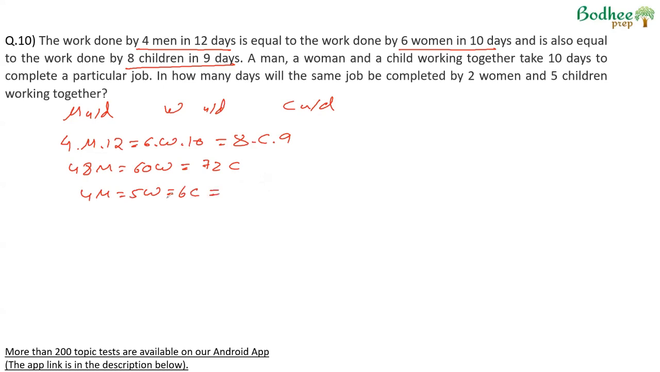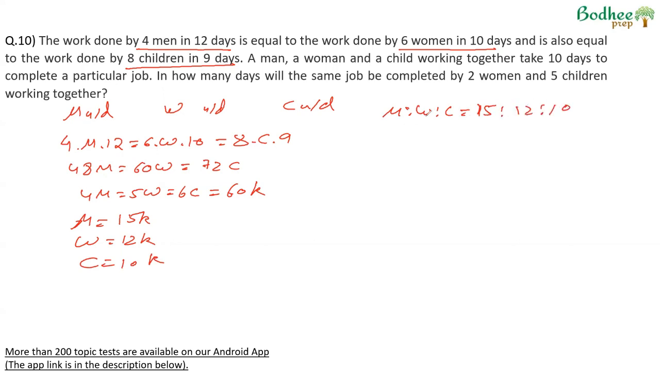Let this be equal to 60k. So M will come out to 60 by 4, 15k. W will come out to 60 by 5, 12k. C will come out to 60 by 6, 10k. And therefore, the ratio of efficiency of a man, woman, and a child is 15 is to 12 is to 10. Assuming that a man does 15 units per day, a woman does 12 units per day, a child does 10 units per day. In how many days will the same job be completed by?